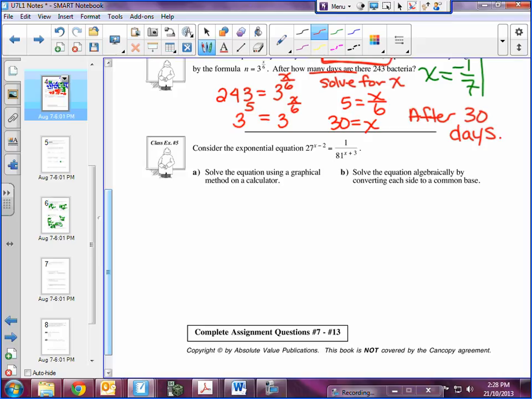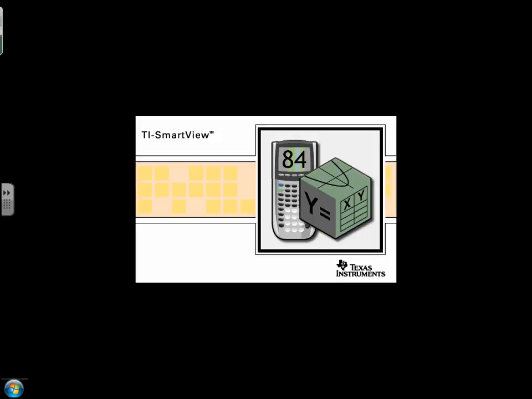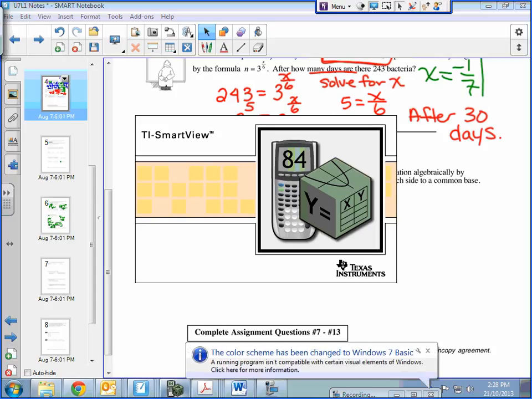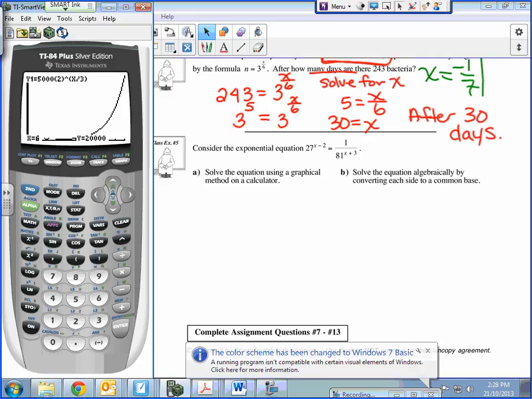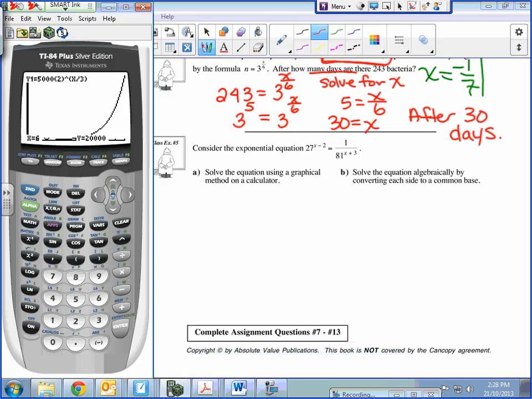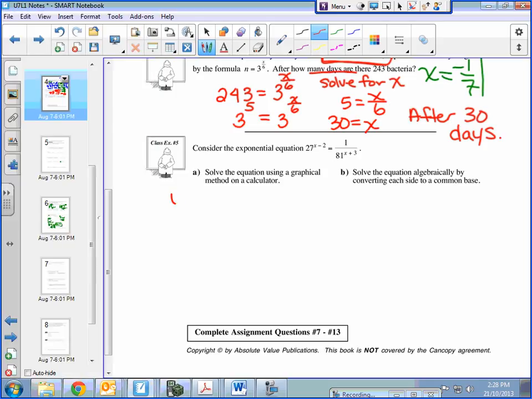For this one, we're going to use a graphing calculator for part A, and then for part B we're going to solve algebraically. So for the graphing calculator, we will try to do this together. If you ever have 2 things equal to each other and you want to solve for x, just graph them both separately. So my y1 is 27 to the exponent x minus 2. My y2 is 1 over 81 to the x plus 3.